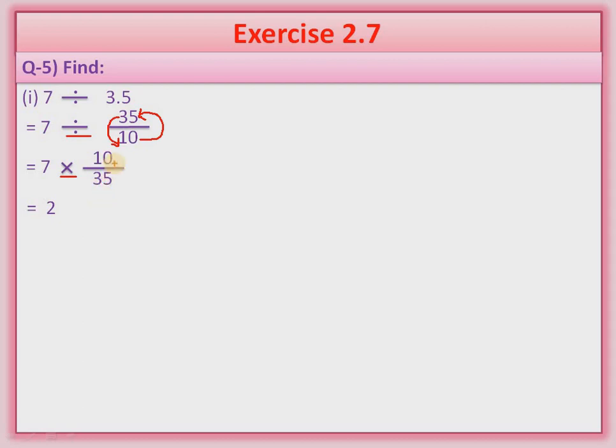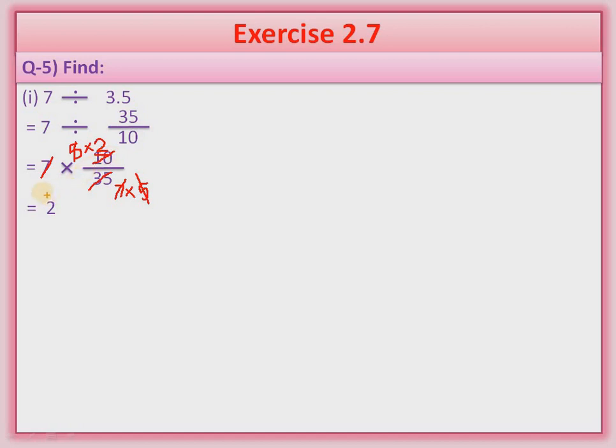Look at this side. Can I write 35 instead of 7 5s are 35? Clear? So the 7 and 7 will be cut. Here, can I write 5 multiplied by 2 instead of 10? 5 2s are 10. So this 5 and this 5 will be cut. So the remaining answer is 2 only.